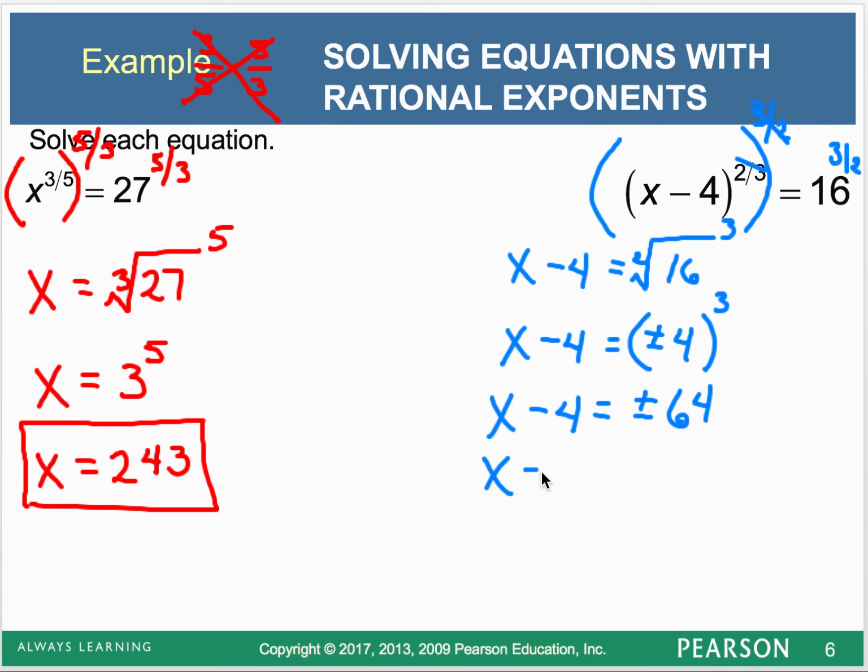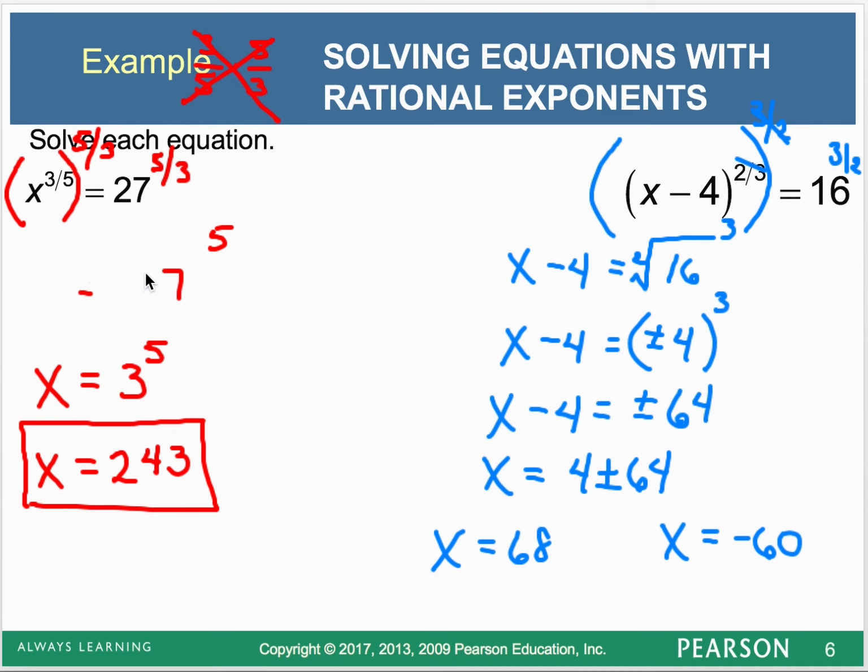So we have x equals, let's add 4 to both sides, 4 plus or minus 64. So 4 plus 64 is 68. 4 minus 64 is negative 60. And because this is even, I have to check those. I have to check those because it's even. So let's move over here to check them.